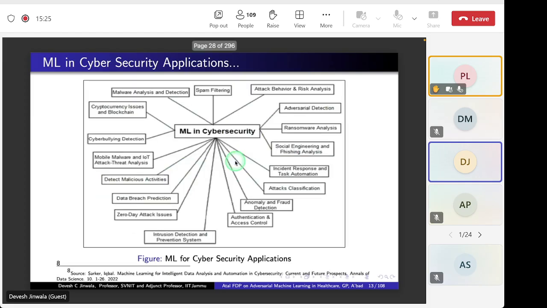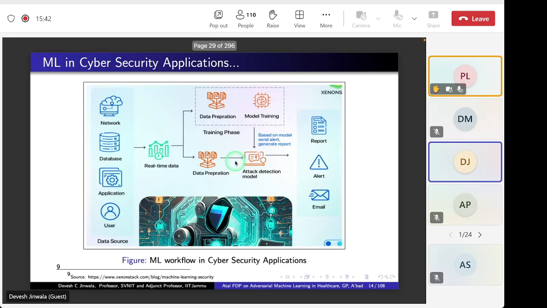So this diagram is a kind of summary of the individual machine learning based security mechanisms where machine learning is applied. And I'll not go into explaining each of them because our focus is somewhere else. So if you look at the machine learning workflow in a typical cybersecurity application, you would note it is similar to the workflow of a typical machine learning application, where you would be gathering the real-time data.